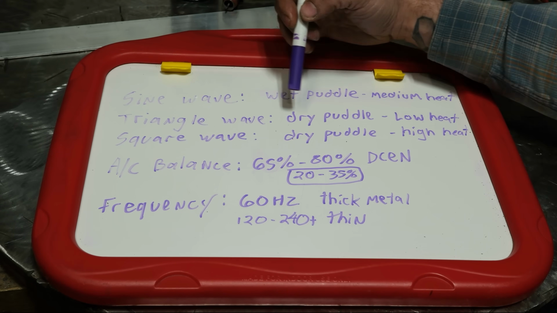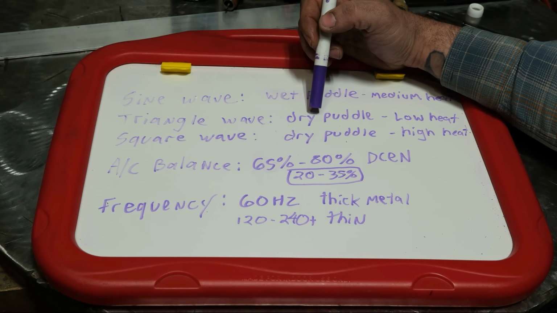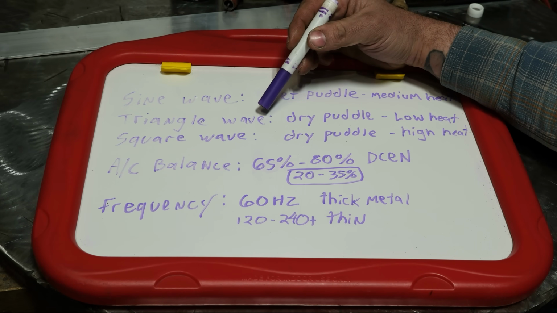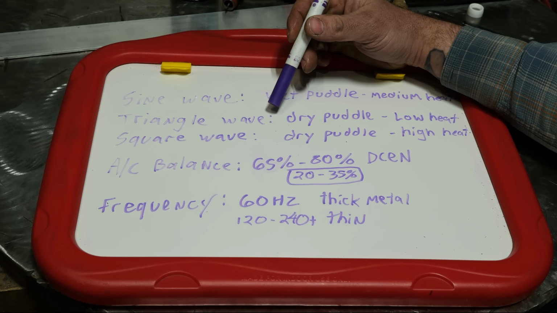Triangle wave produces a drier puddle, so it's not as wet, and it puts in the least amount of heat input. Triangle wave should be used on thinner material only.